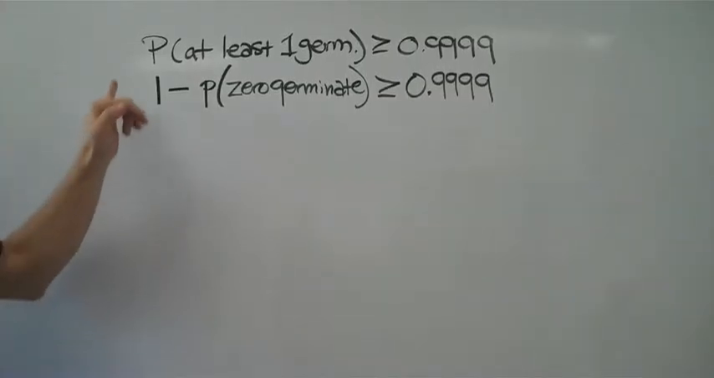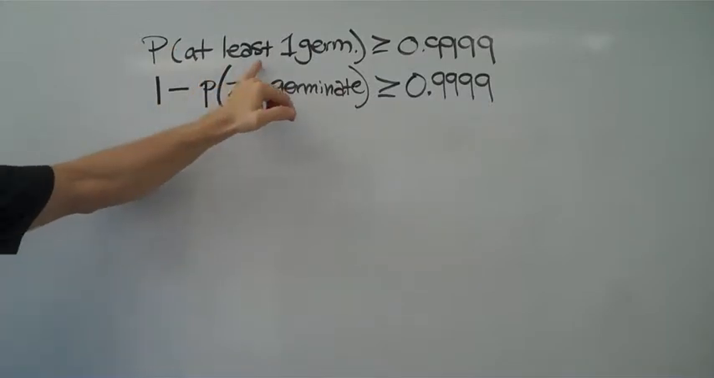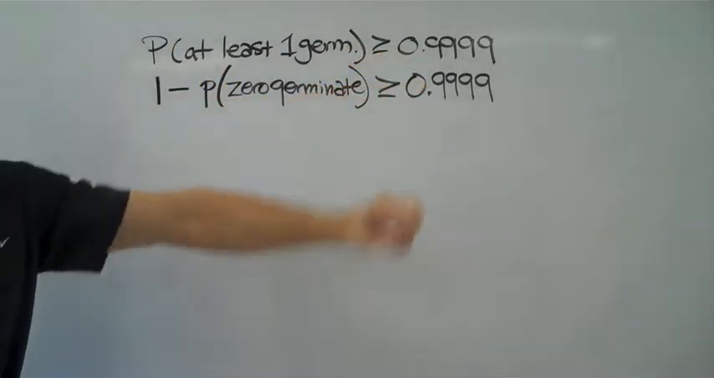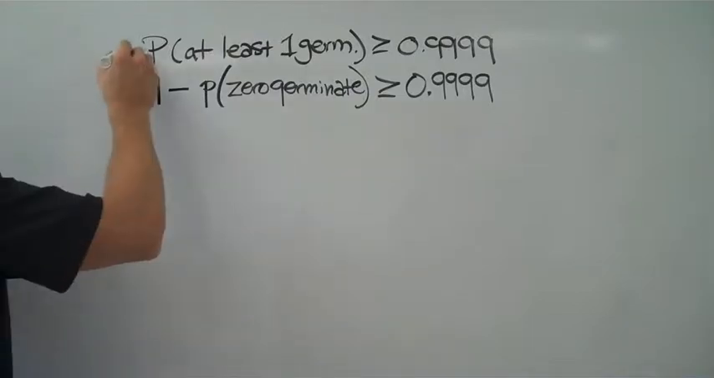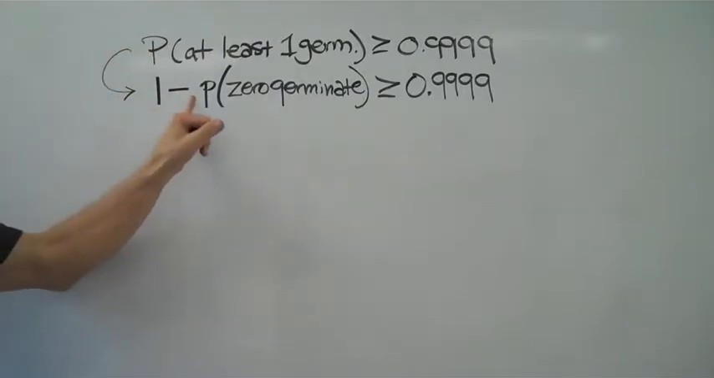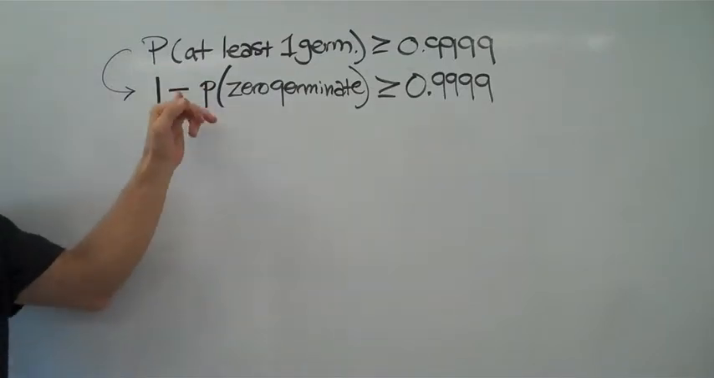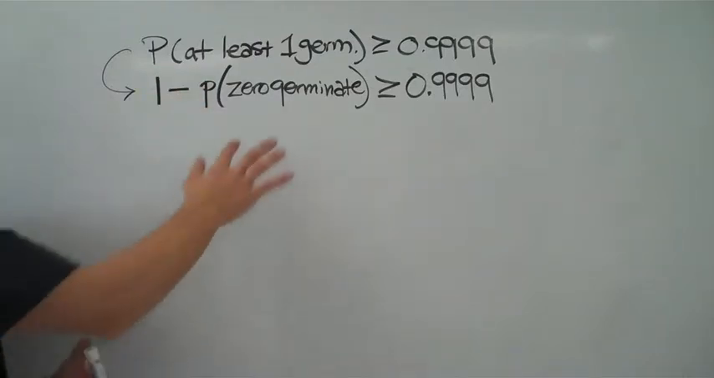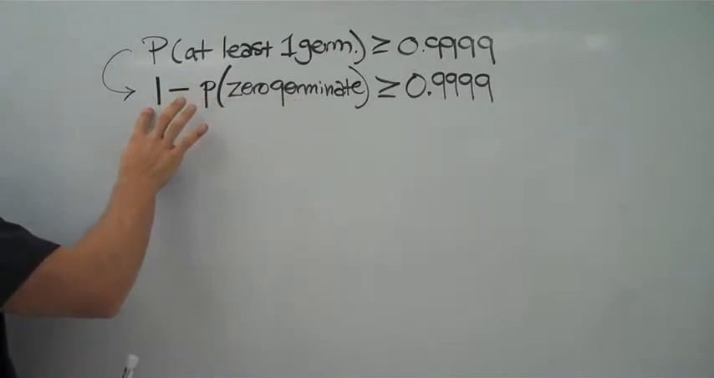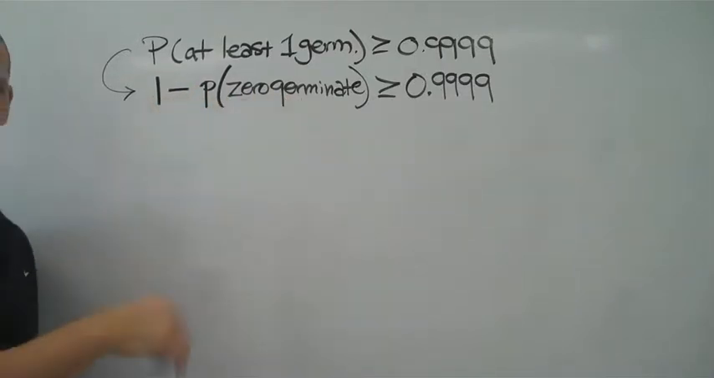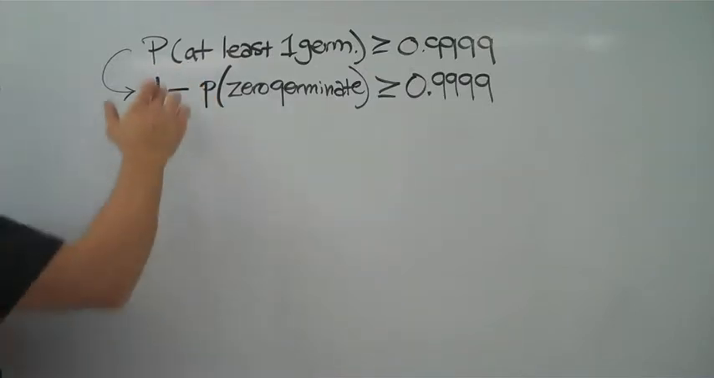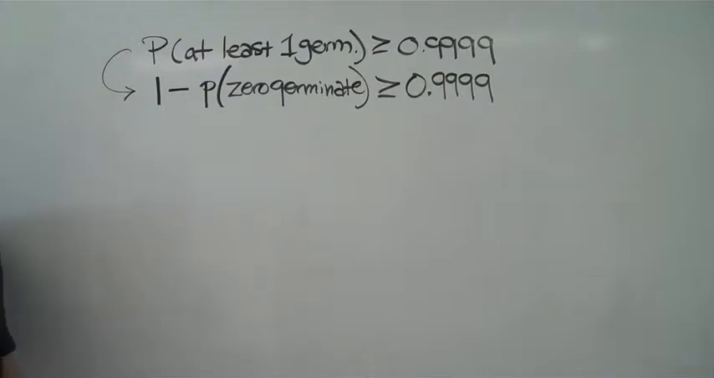The key with this problem is seeing that the probability that at least one germinates greater than 0.9999 really means that's the same as 1 minus the probability that 0 germinate. Again, at least one germinates means 1, or 2, or 3, or 4, or 5, etc. all the way up to 10 germinate. The only possibility we can't have there is when 0 germinates. So if we take the whole probability of 1 minus the possibility that 0 germinates, we'll get the probability that at least 1 germinates. This is a key concept you see again and again in probability.